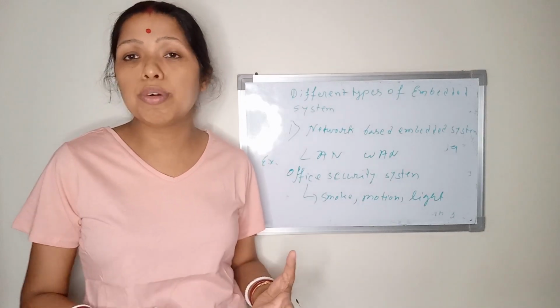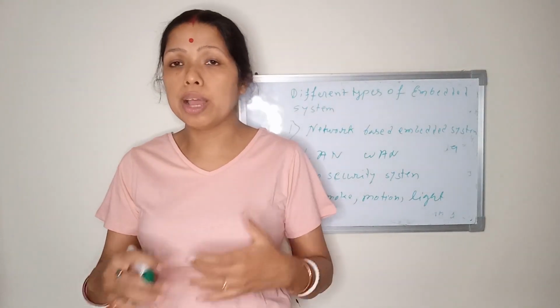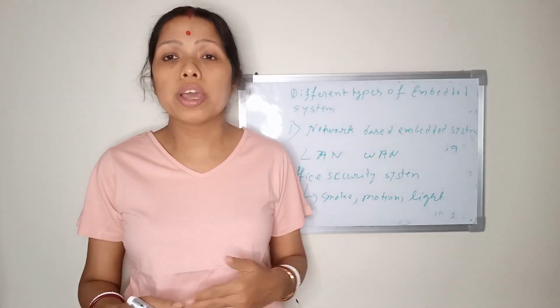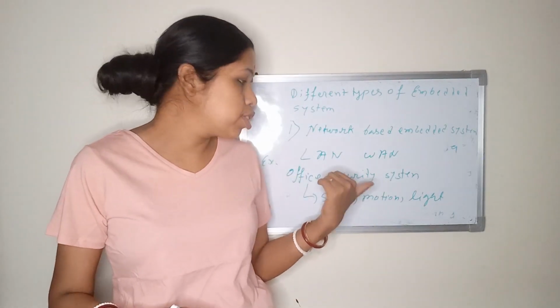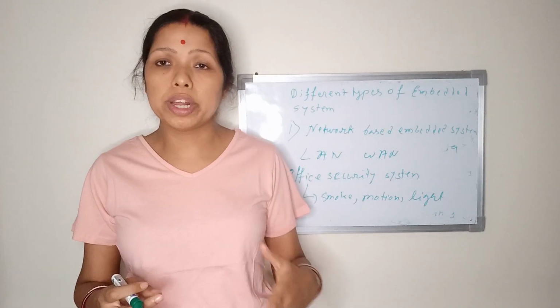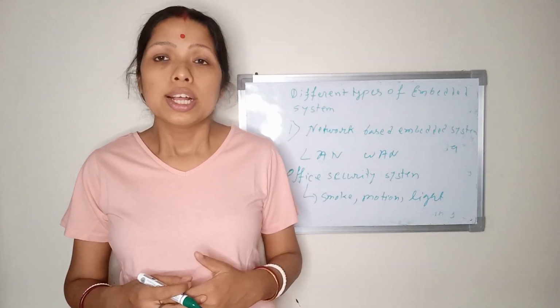This is one of the examples of IoT. I have already started the IoT lectures, and you can also see my IoT lectures. So the office security system is an example of IoT, and it is also one kind of network based embedded system.